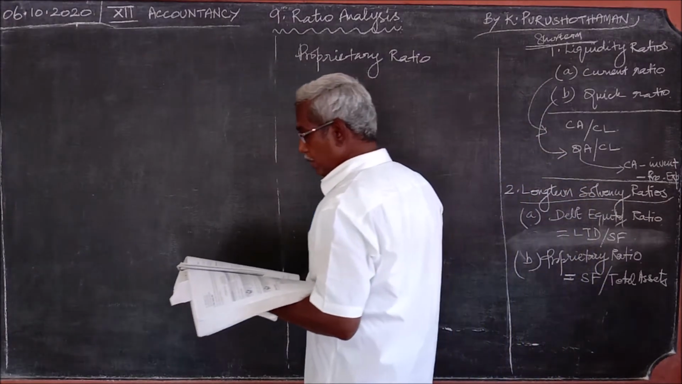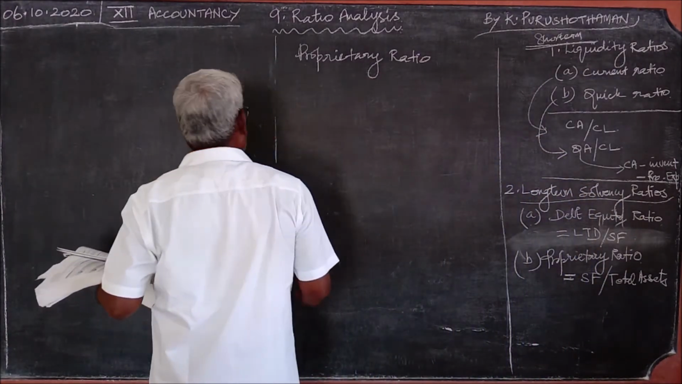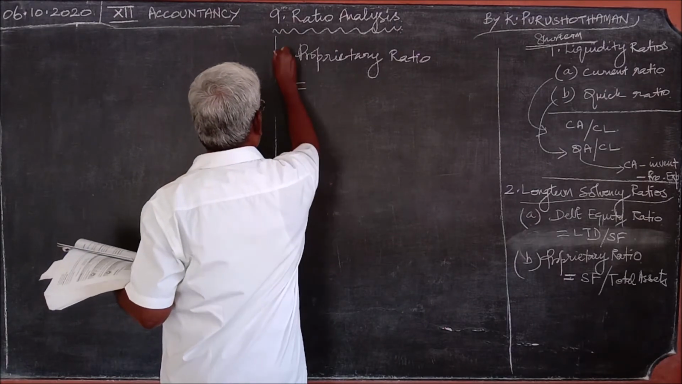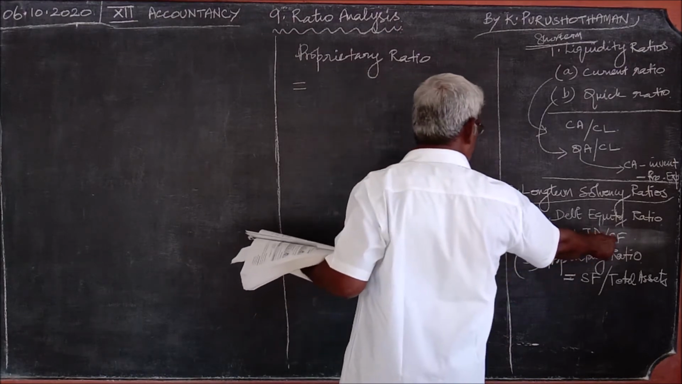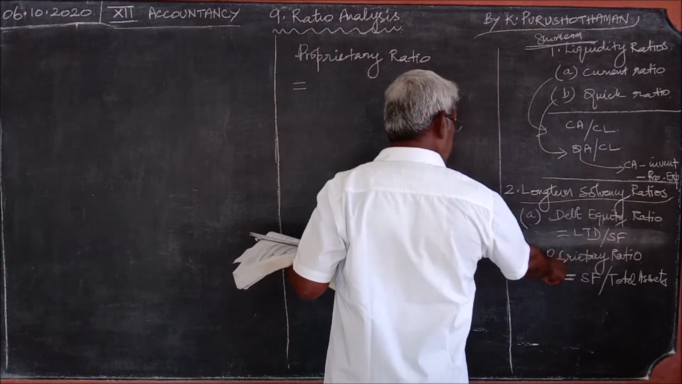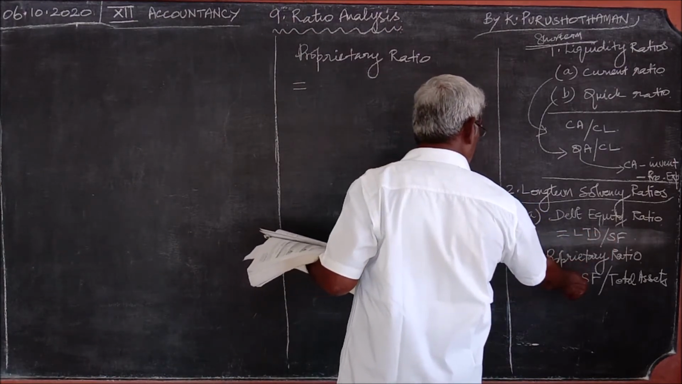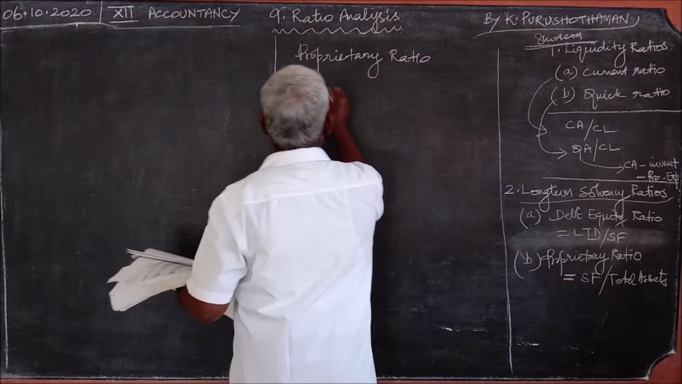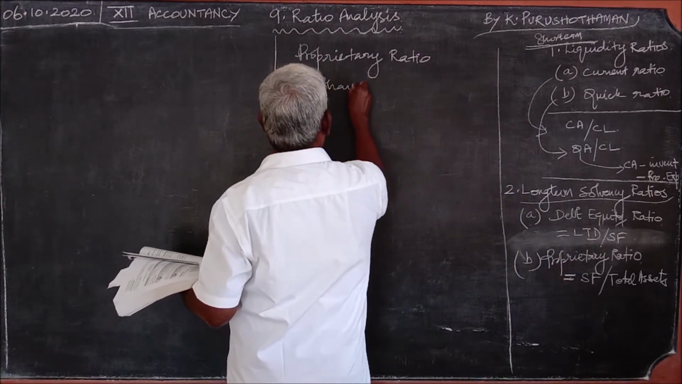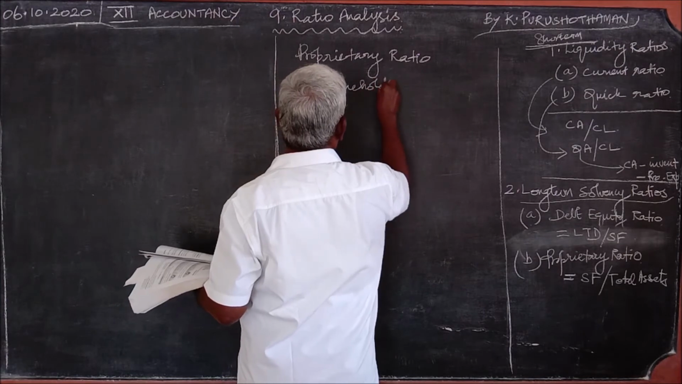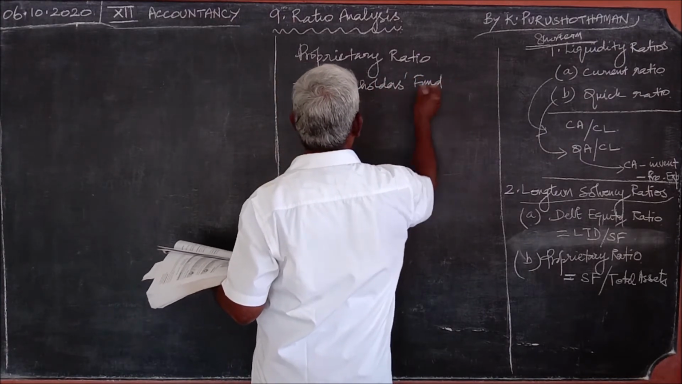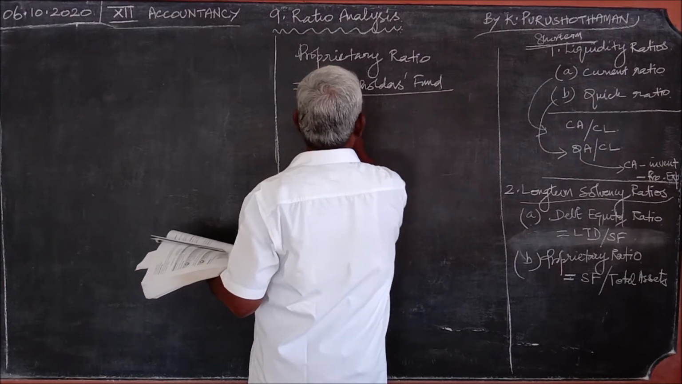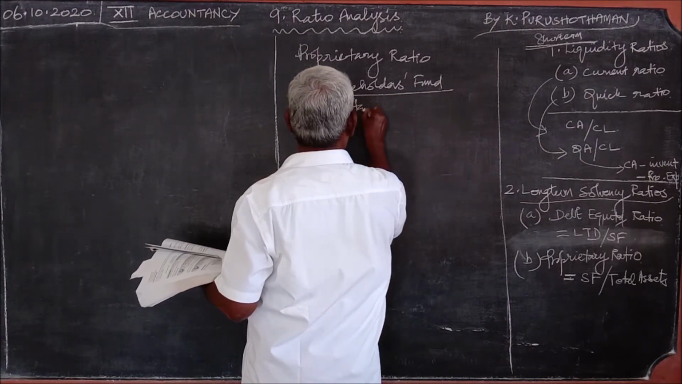Proprietary ratio is equal to shareholders fund. That is, in the previous problem, the shareholder fund was in the denominator. In this proprietary ratio, the shareholders fund is in the numerator. Therefore, shareholders fund by total assets.